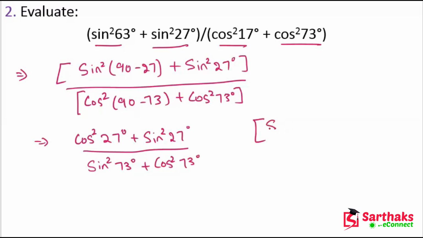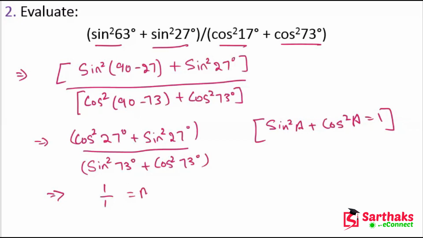Now we know that sin square A plus cos square A is equal to 1. So the numerator becomes 1 and the denominator again becomes 1. So we get 1 upon 1. So the answer is 1. This is our answer. I hope, my dear friends, you understand this concept. So now let's move on.